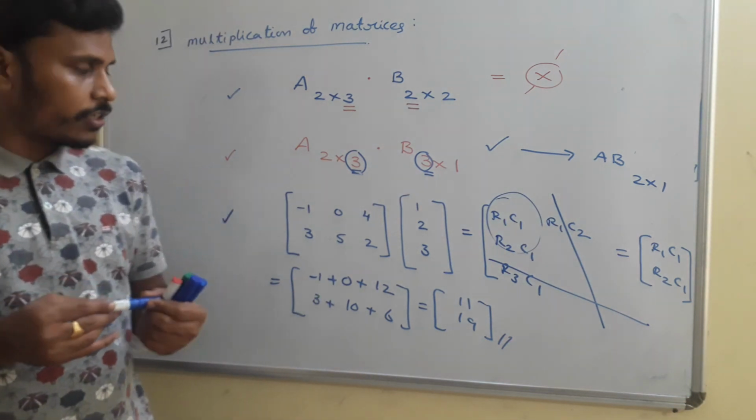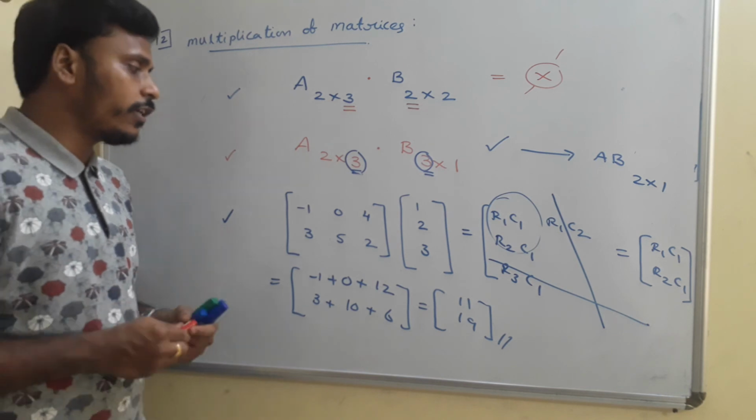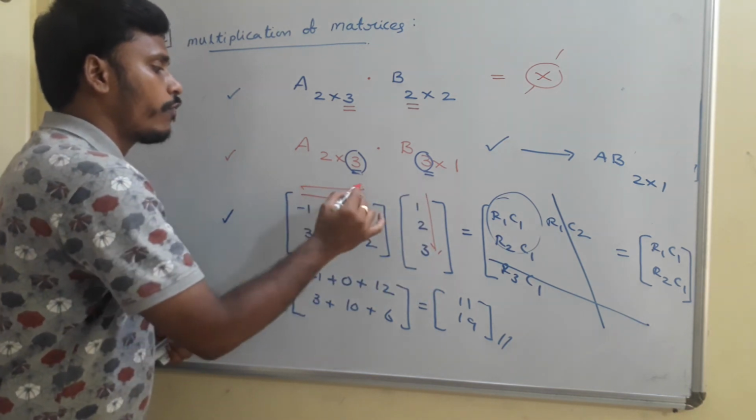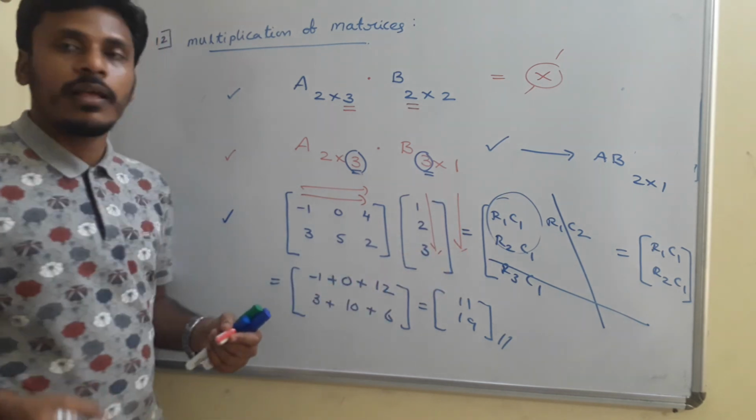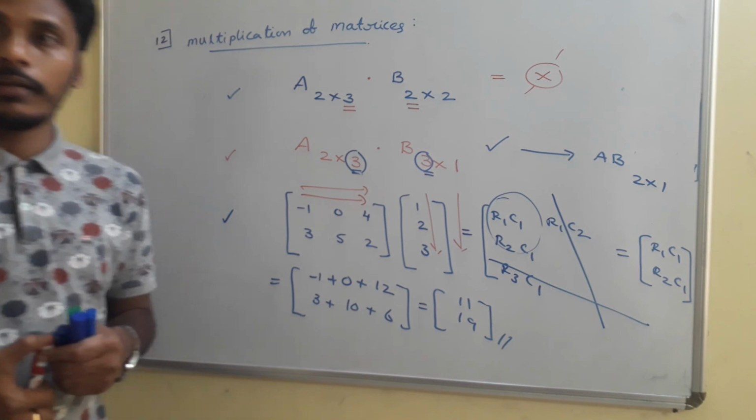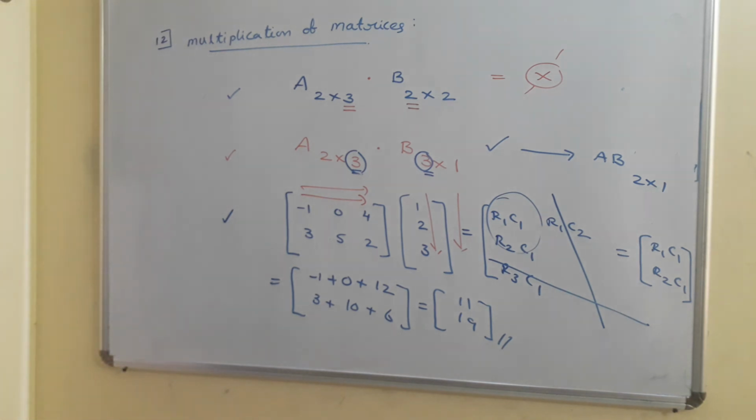So as per the definition, every time you need to check the row of the first matrix with the column of the second matrix, and like that we need to continue. I will give you some more examples, and before that, once again, think about it, have a screenshot.